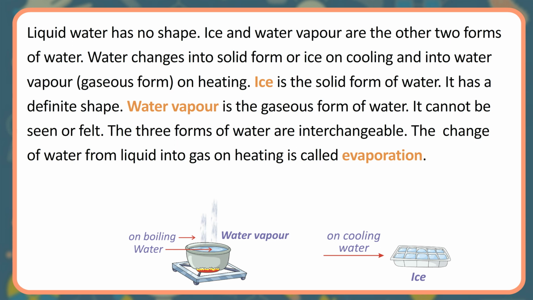Ice is the solid form of water. It has a definite shape. Water vapor is the gaseous form of water. It cannot be seen or felt. The 3 forms of water are interchangeable. The change of water from liquid into gas on heating is called evaporation. Ice, on cooling, water. Water vapor, on boiling, water.